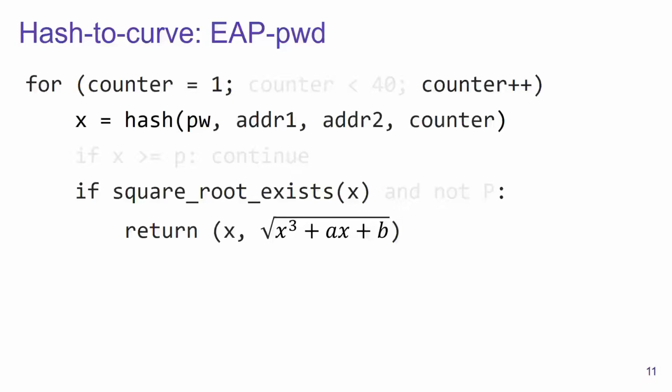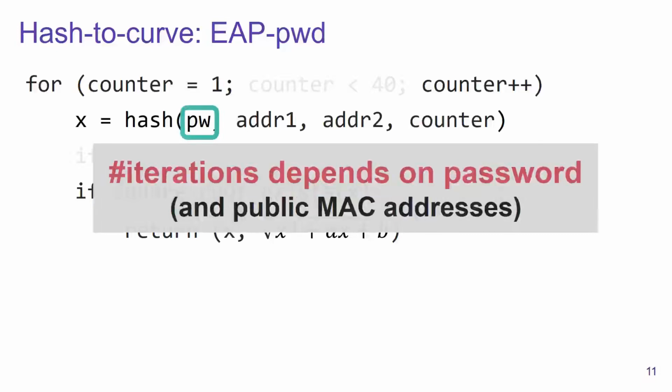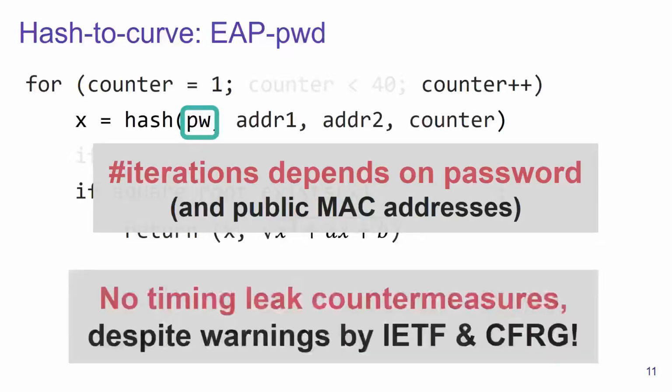Now, some of you may already see the problem here. The problem is that the number of executions that are performed by this algorithm now depend on the password and also on the public MAC addresses. And perhaps what's most surprising is that the IETF and the CFRG warned that this will create side channels in the algorithm. Unfortunately, the designers discarded these side channels because they thought they were theoretic and that they would not leak the password of the network. Unfortunately, this side channel does allow an adversary to perform an offline dictionary attack.